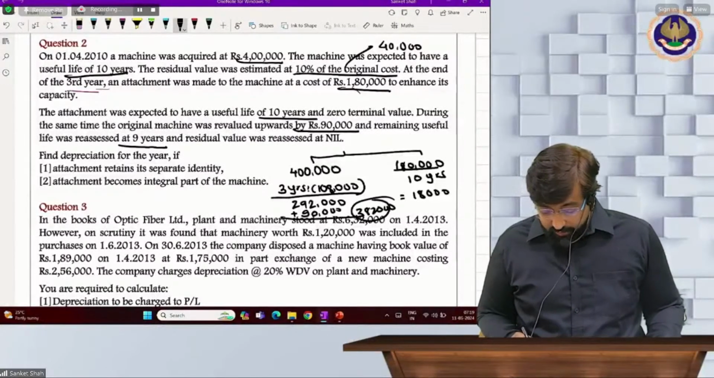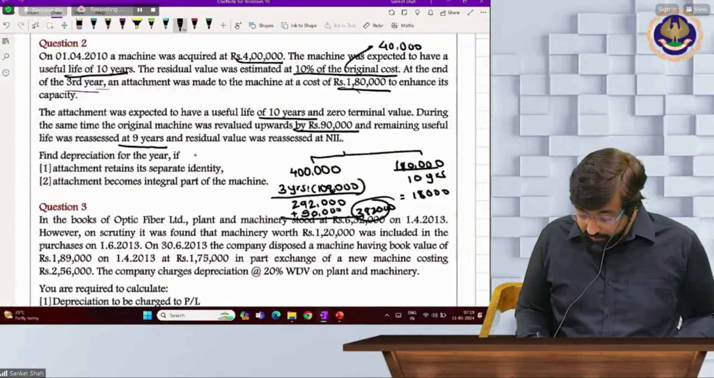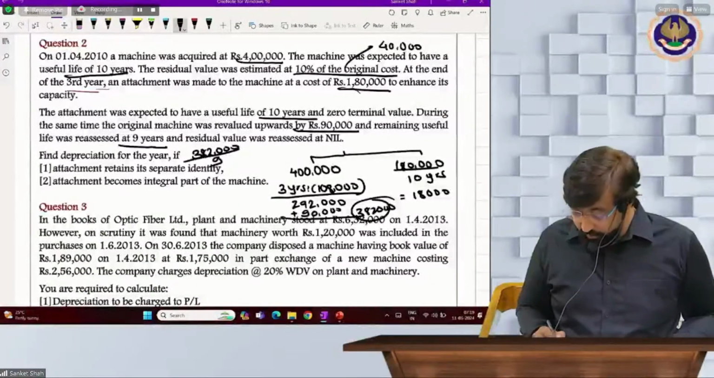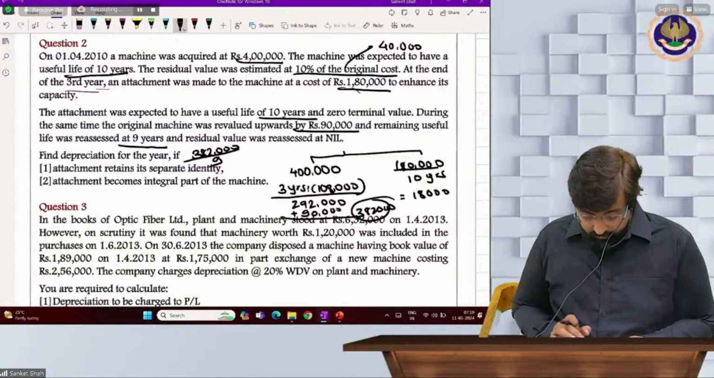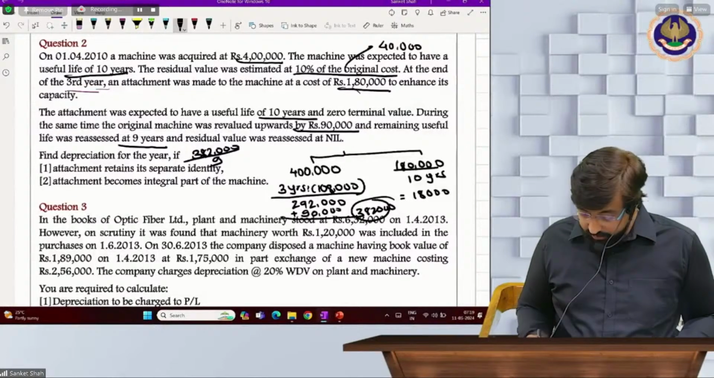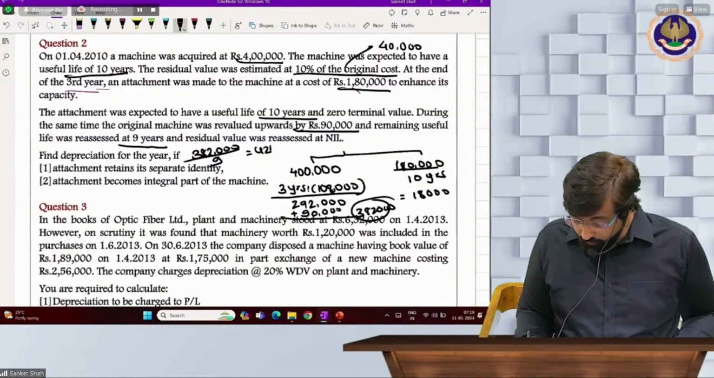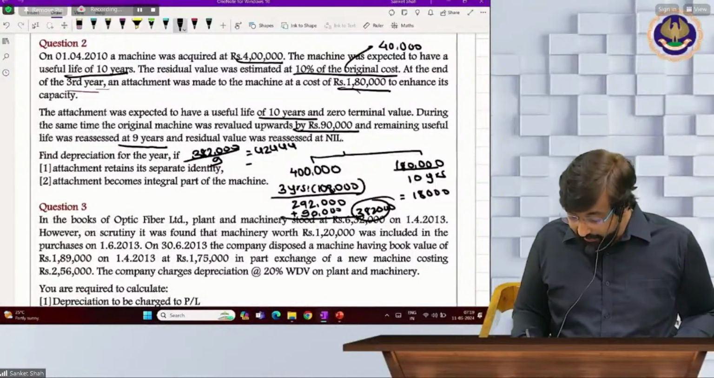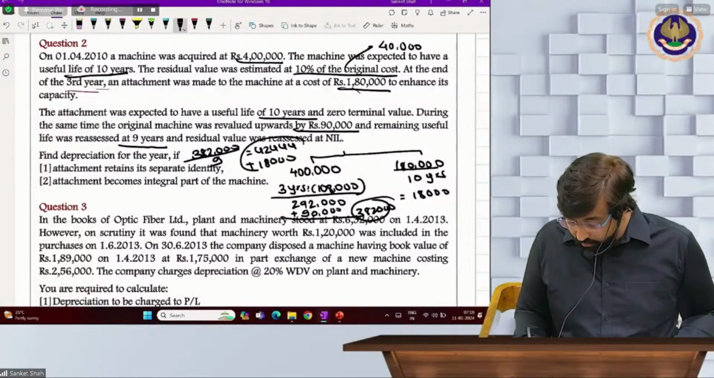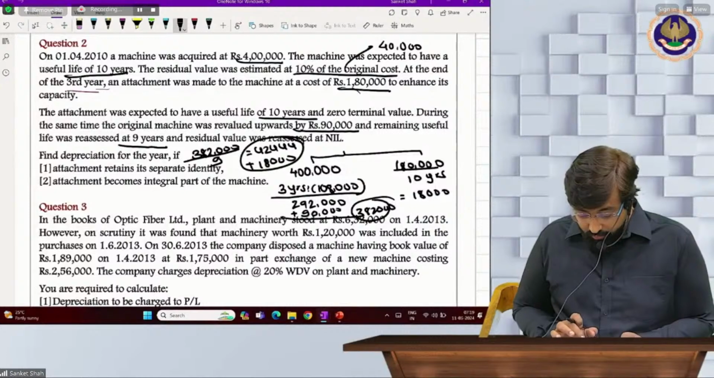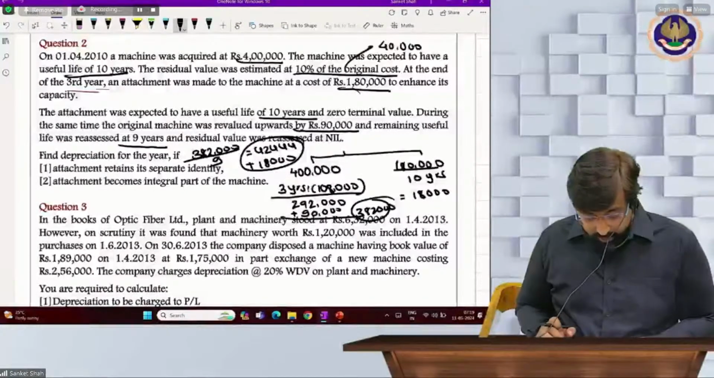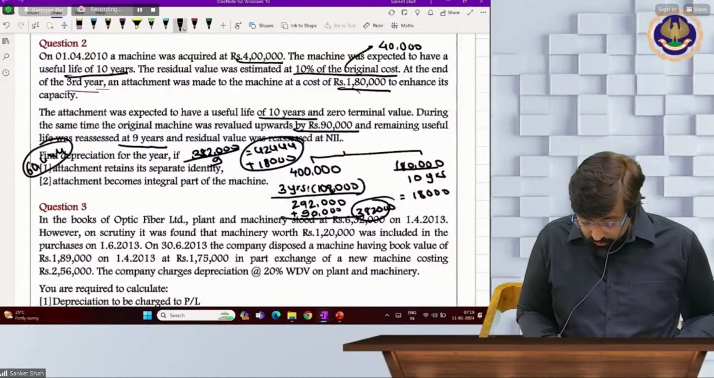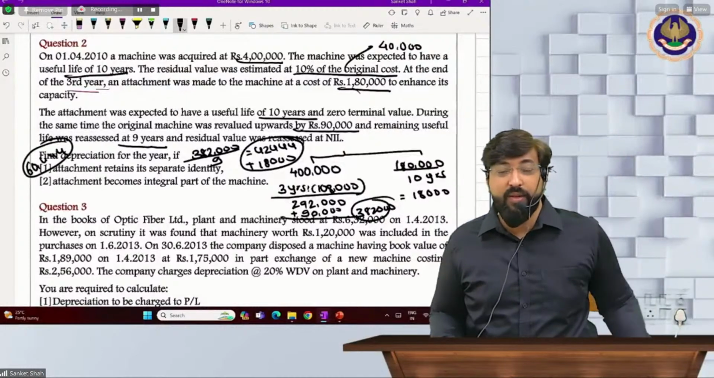And what is the reassessed life? It is 9 years. So 3,82,000 divided by 9 years. So you're getting the depreciation of 42,444 on the original part, and on the attachment you are getting 18,000. So what is your depreciation amount? Your depreciation amount is 60,444. Are you getting the same answer?